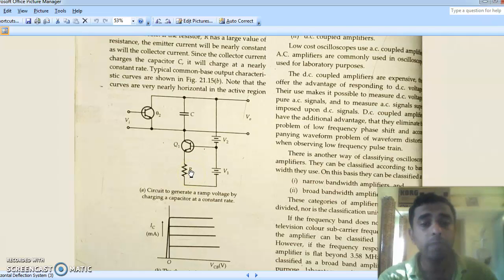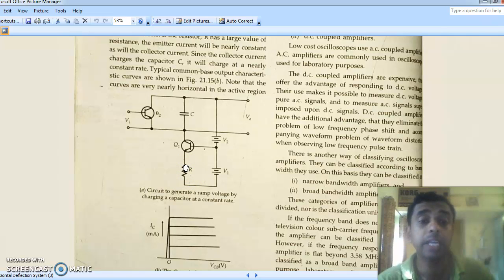Okay, so by keeping a very high value of resistor, what happens is that this circuit is actually a common base configuration of a transistor Q1. It's a common base configuration. So we know that the base emitter junction should always be forward biased, and the collector base junction should be reverse biased. That is how these supplies are connected. So by keeping a very high value of R here, the emitter current will more or less become a constant current.